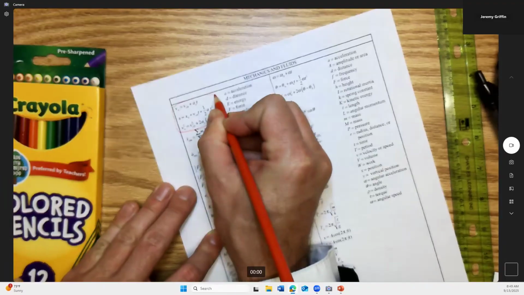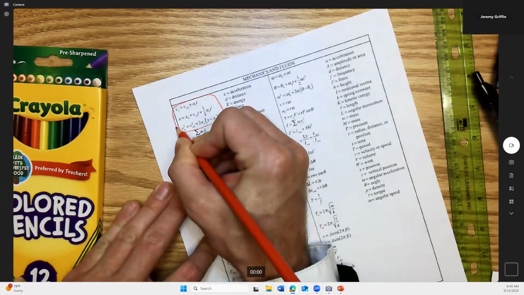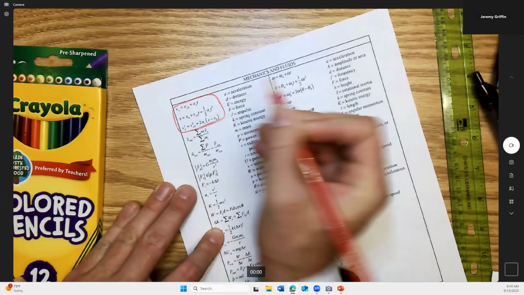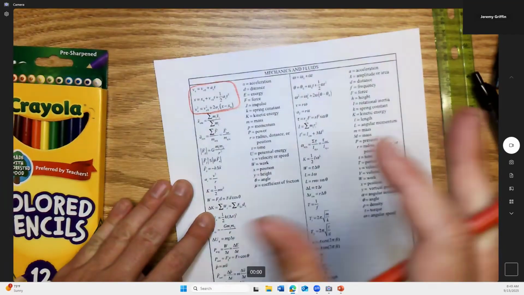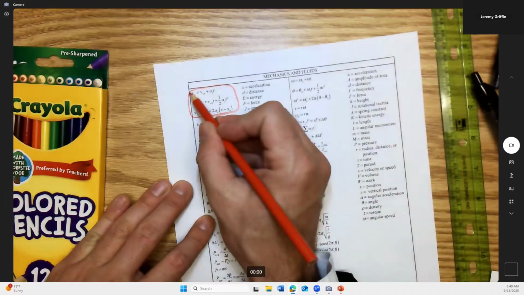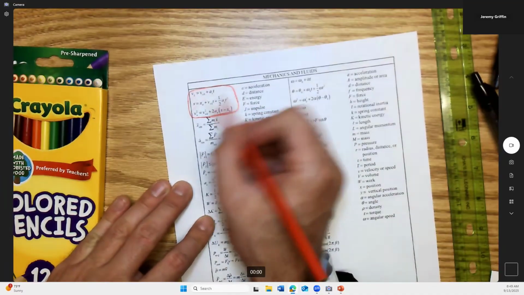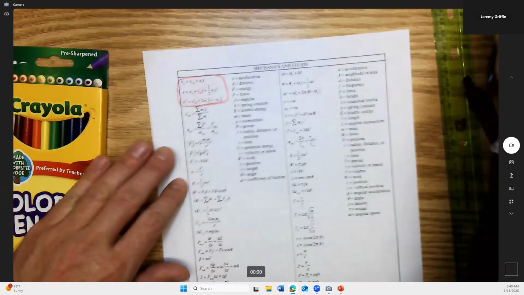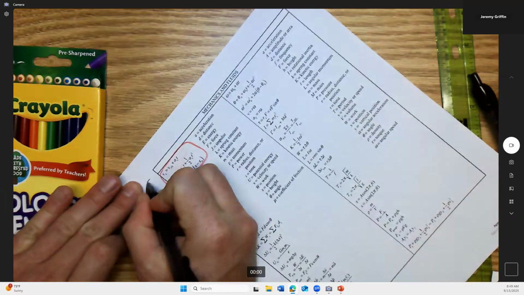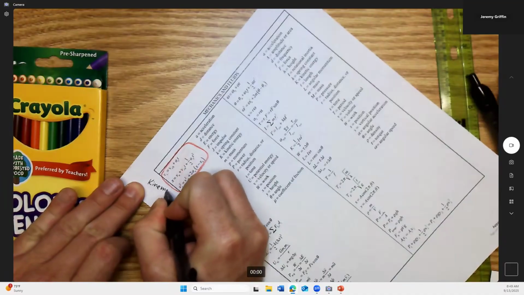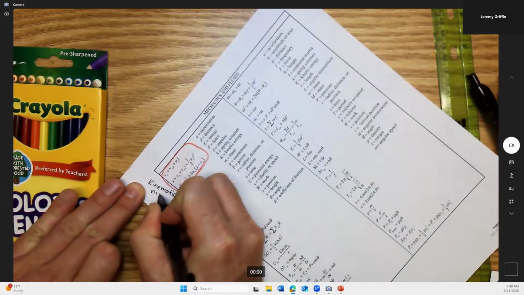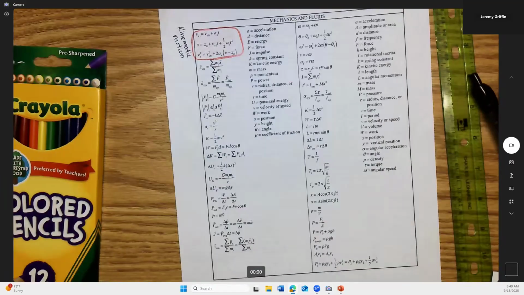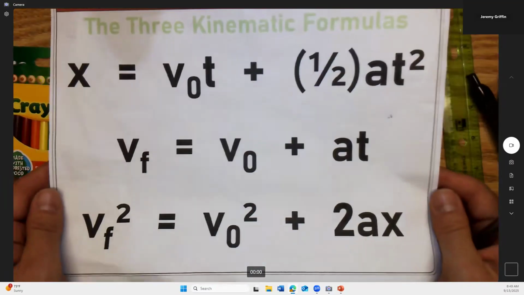You should have colored pencils within reach. I don't know if you have the same colors I do because I only had so many to go around, but there should be about 4 per desk pod, so you can share them around. However you want to mark these right here, maybe I'll call those kinematic motion. There are 3 classic kinematic formulas.